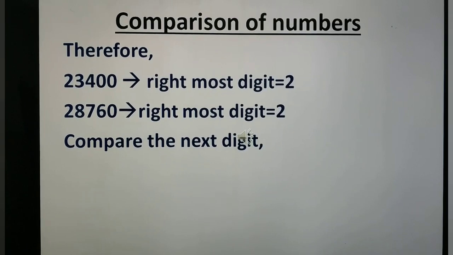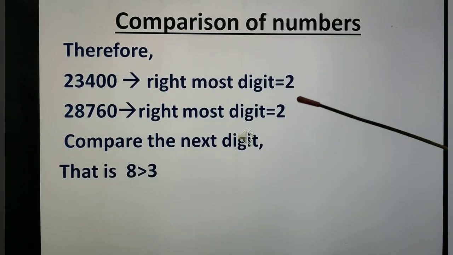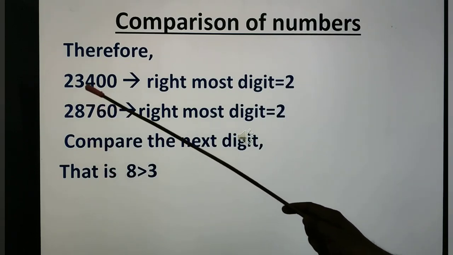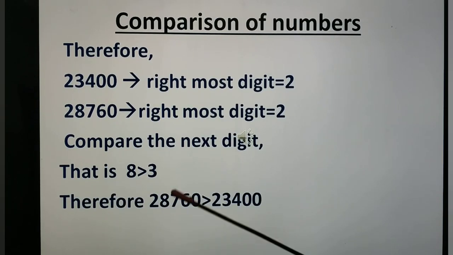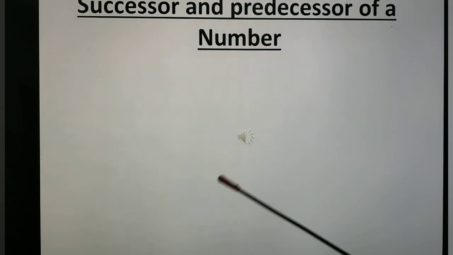Compare the next digits, because both the numbers have the same first digit 2. The next digit, here 3 and here 8. 8 is greater than 3. Therefore, 28,760 is greater than the first number.